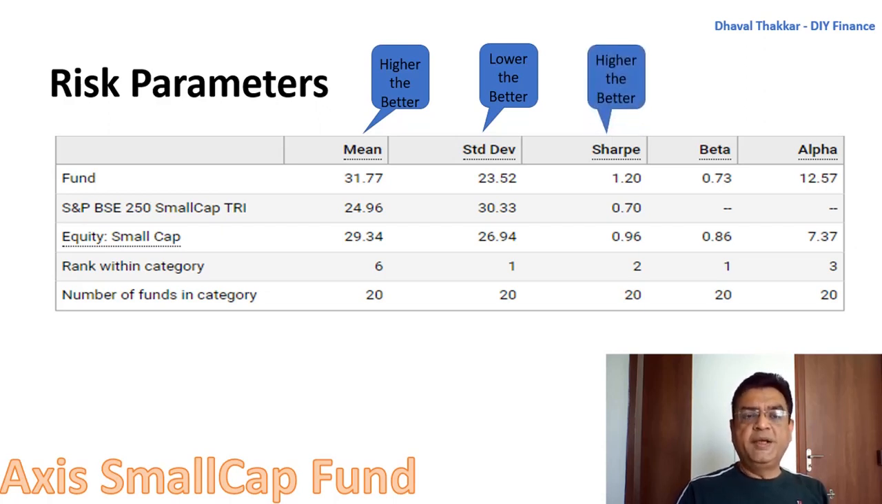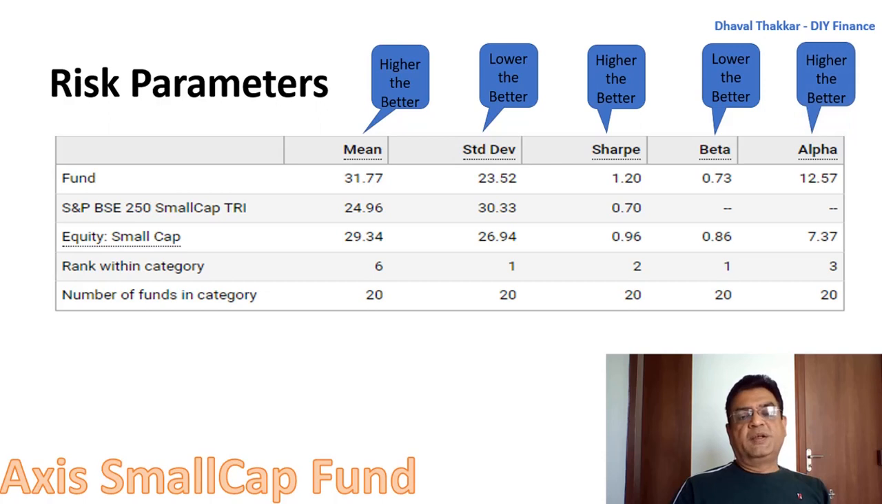The fourth one is beta, that is the volatility of the scheme compared to its benchmark, which is 0.73, which is less than the category average. Here lower the value is better. The fifth one is alpha, that is a tool that measures how much better the fund has performed compared to the category. Here it is 12.57, which is far more than the category average. Here, on all risk parameters, Axis Small Cap Fund performs better than the benchmark index and the category average, which is a very positive sign for a fund.